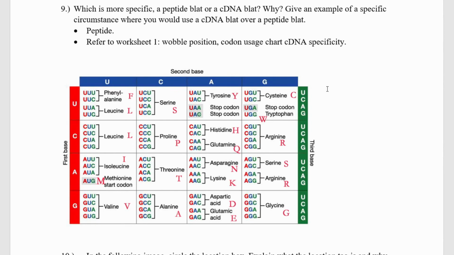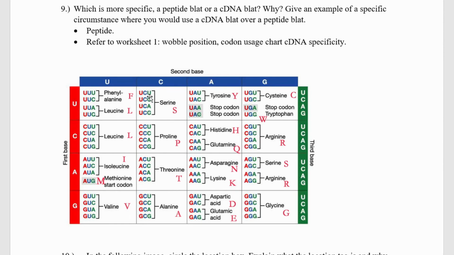Question number 9. What is more specific, a peptide BLAT or a cDNA BLAT? This should be a pretty simple question if you sort of understood the concepts of the first worksheet when I was talking about the wobble position and cDNA specificity. So if you're a little shaky on that, go back to that video and watch that particular question where I go over it. But essentially, when looking at a codon usage chart, you can see that multiple different DNA or RNA sequences, in this case RNA for this particular usage chart, will encode for the same amino acid. So these 4 different sequences of RNA all make for serine.